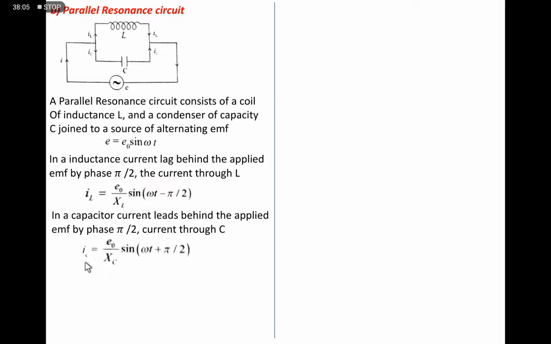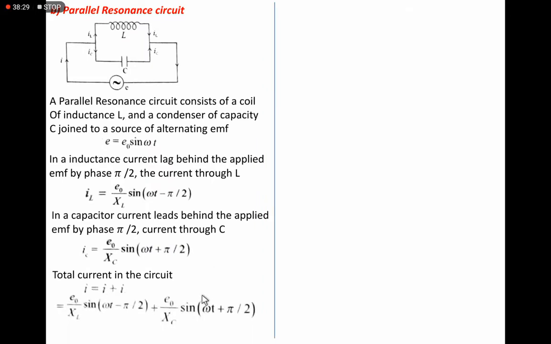So definitely the equation for the current across the capacitance is E naught by Xc sine of omega t plus pi by 2. Now the total current across the LC circuit or the parallel resonance circuit will be IC plus IL.